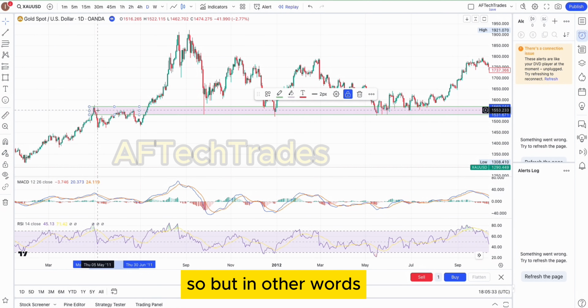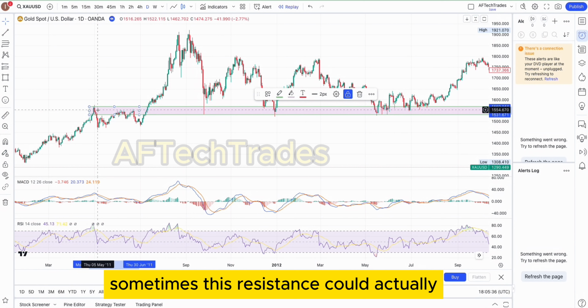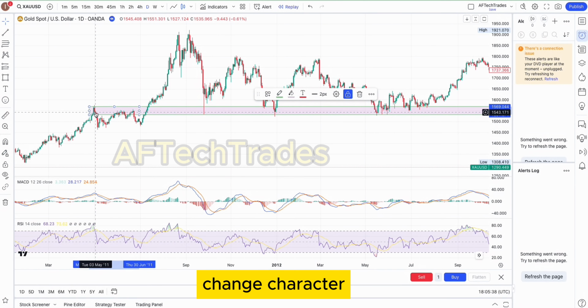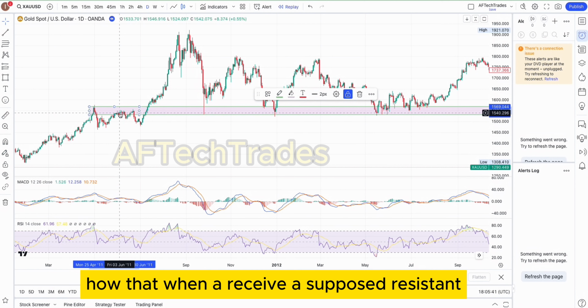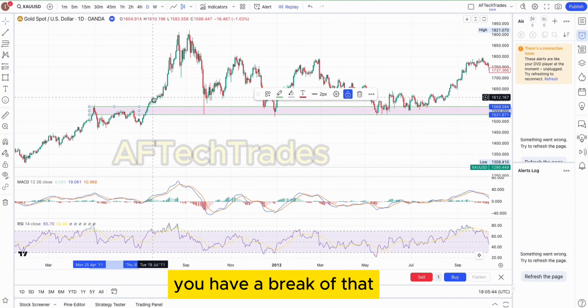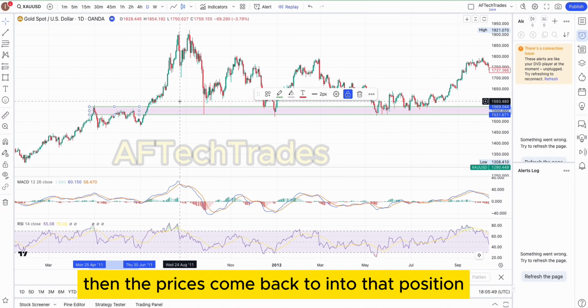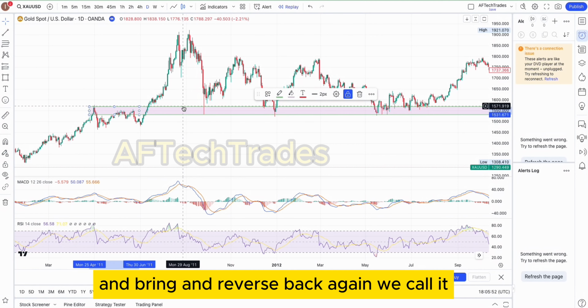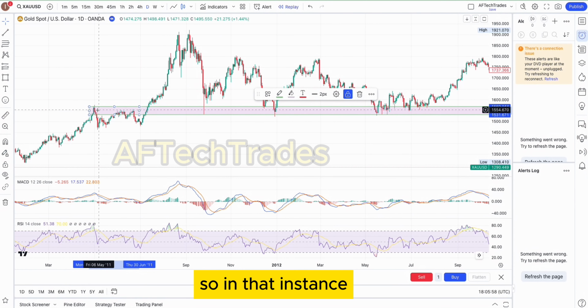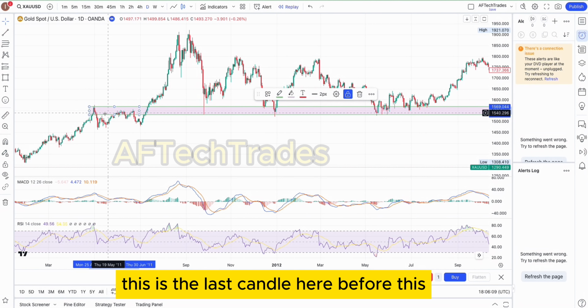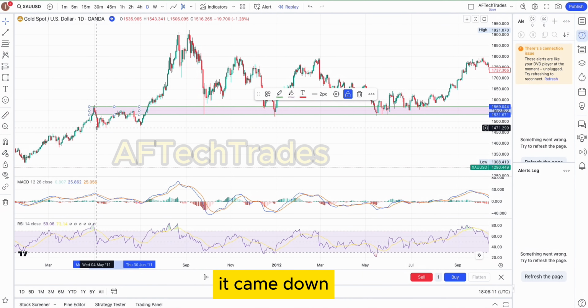But in other words, sometimes this resistance could actually change character. How? When a supposed resistance breaks, and then the price comes back to that position and reverses again, we call it a turn to support. So in that instance, it becomes a very, very important region. In this case, this is the zone here. This is the last candle before this. When it came up here, it came down.